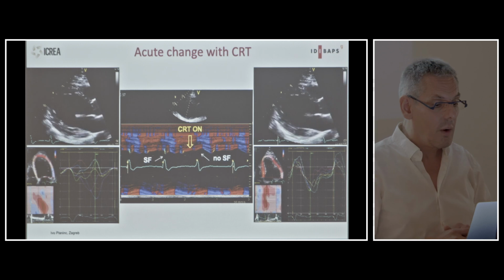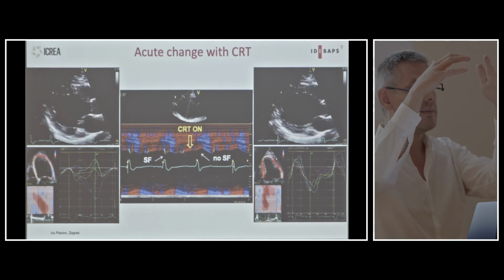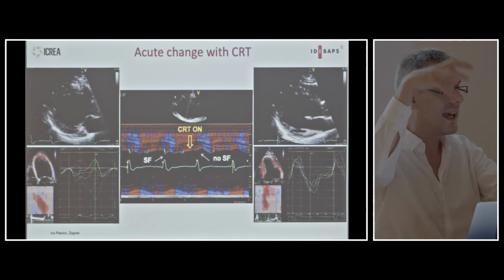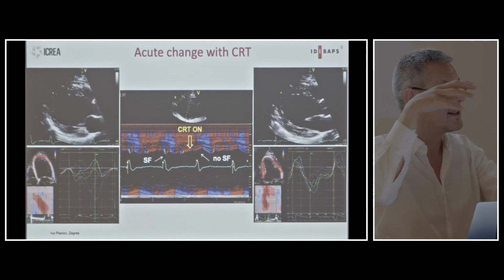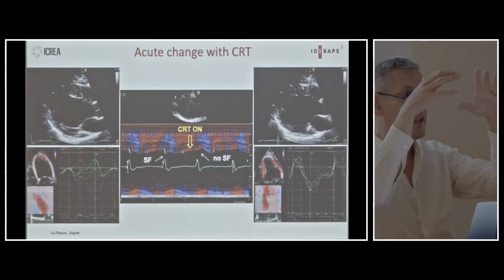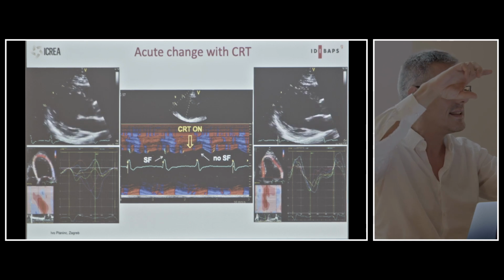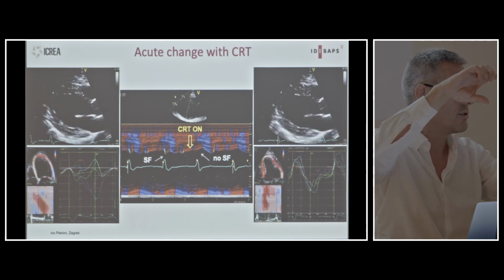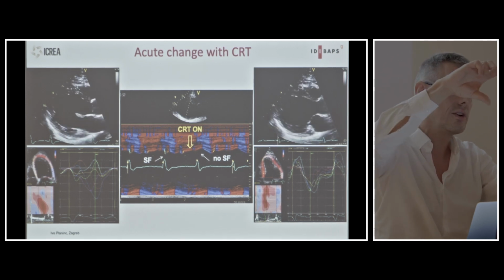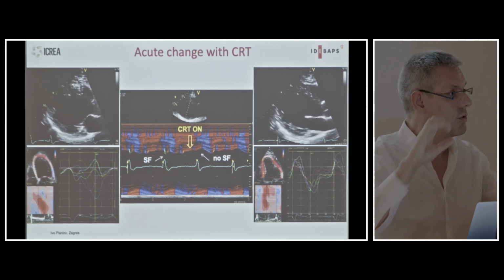Now, when we apply CRT, what we're going to try is to make sure that the lateral wall is electrically activated almost at the same time as the septum. So you're going to try again to avoid that the septum contracts against a non-contracting lateral wall. So what you want to do is have this one contract so that again they develop force at the same time and work together.